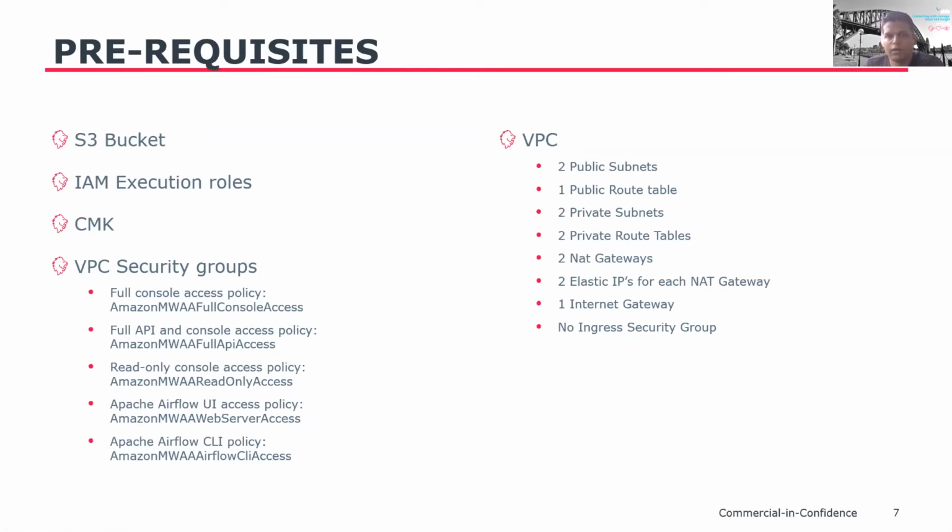And then you have the actual VPC. Now the VPC that you need to set up needs to have 2 public subnets minimum and 2 private subnets, followed by the routing tables. So it can have a public route and a private route. NAT gateways is what you would use to access the internet, and you would need elastic IPs for your NAT gateways and an internet gateway, and a self-referencing ingress security group as well.